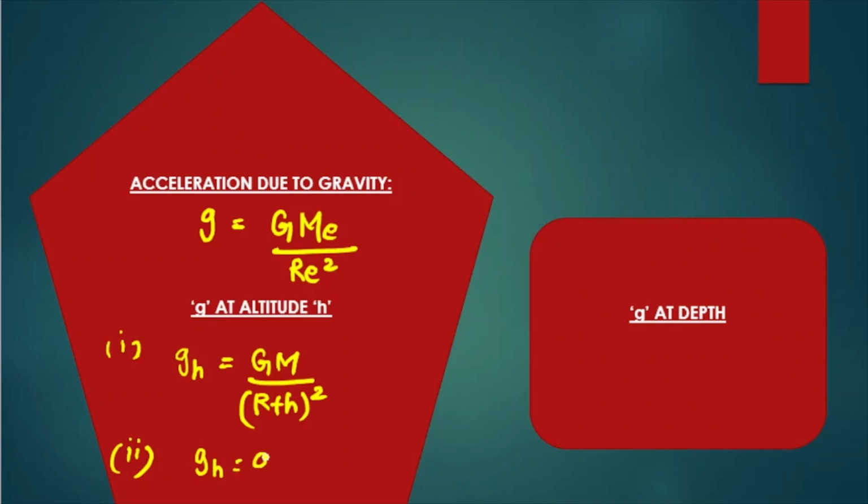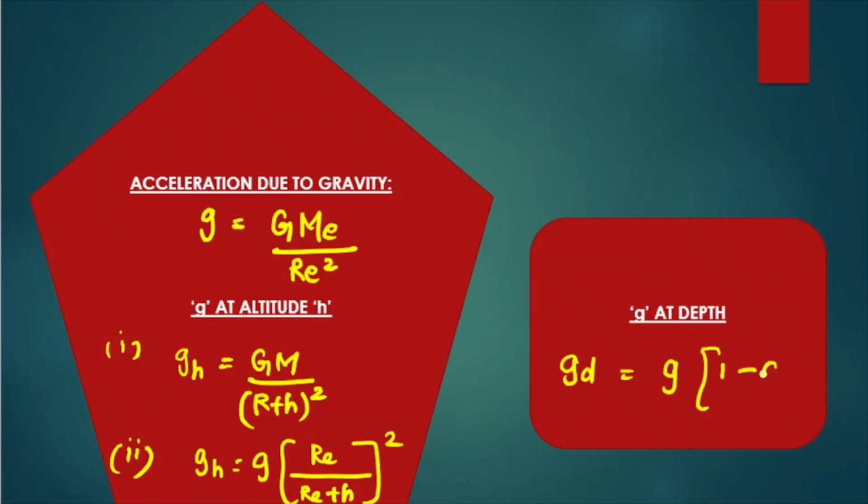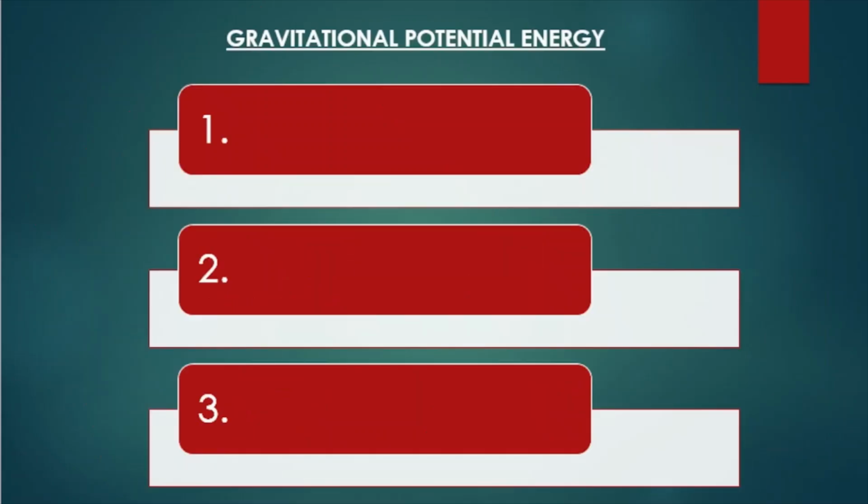That is, your gh is equal to g into Re by Re plus h the whole square. Here also Re is nothing but the radius of the earth. Then gravitation at depth is what we are going to see. At a certain depth we are going to see the acceleration due to gravity. It is gd is equal to g into 1 minus d by Re. Here also Re is the radius of the earth, right?